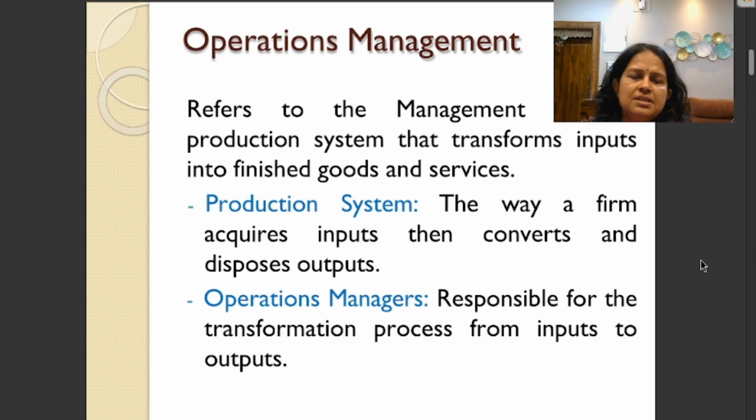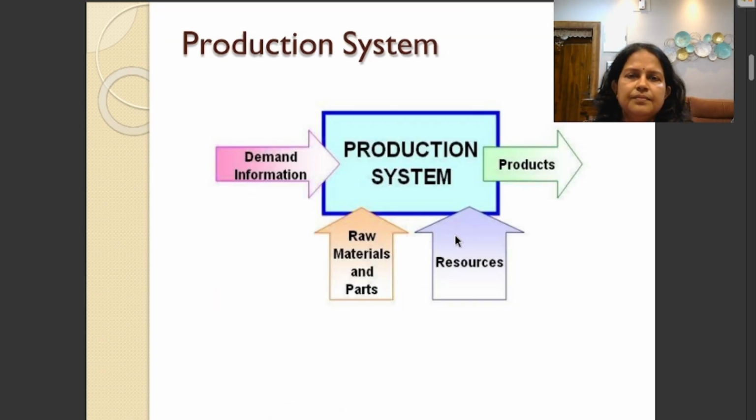The operation manager's responsibility is to do the transformation process and manage the inputs in the best way to produce the output. This is all about the production system. So what are the inputs we are taking? The inputs are demand information and raw materials, and we are getting the output as product.